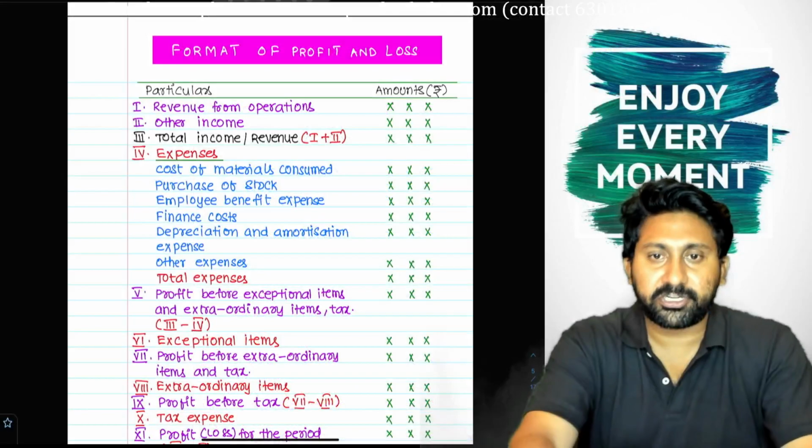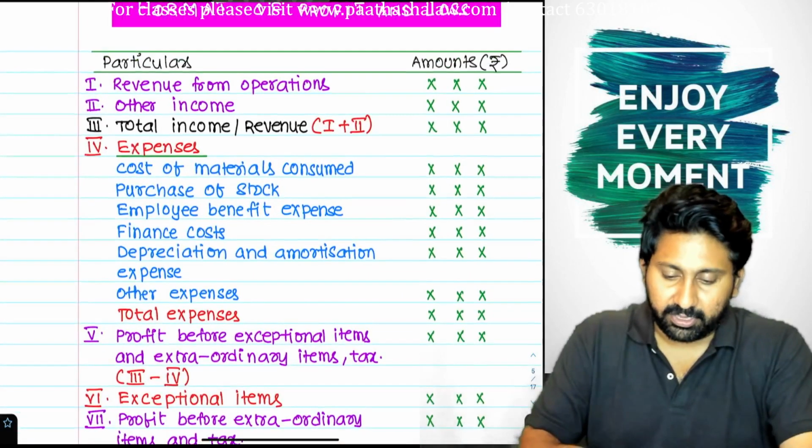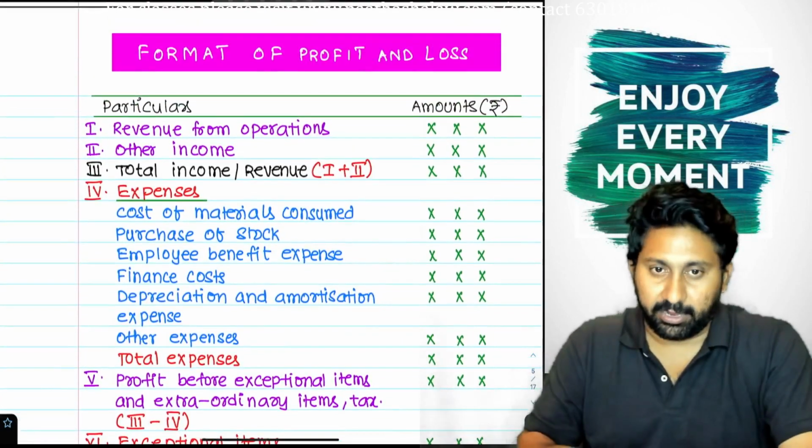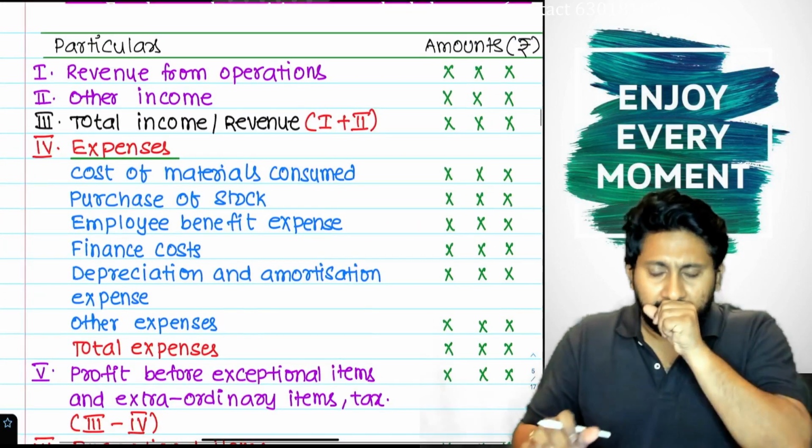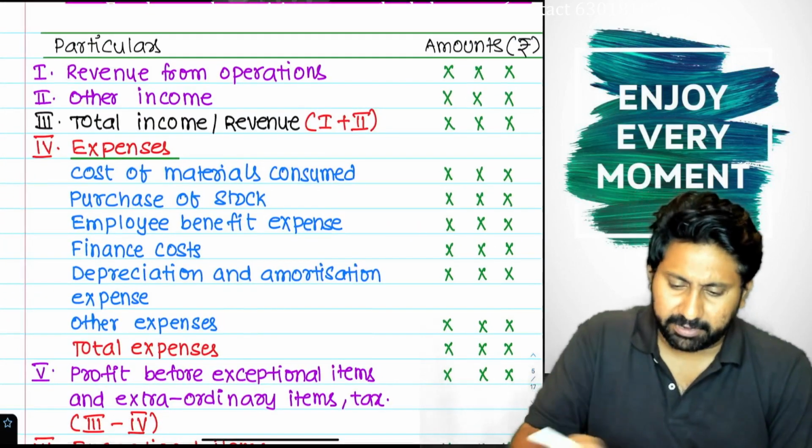Completed analyzing the balance sheet. Now let us start with analyzing the format of a P&L. P&L also has some elements, easy only. Let us complete it very fast.